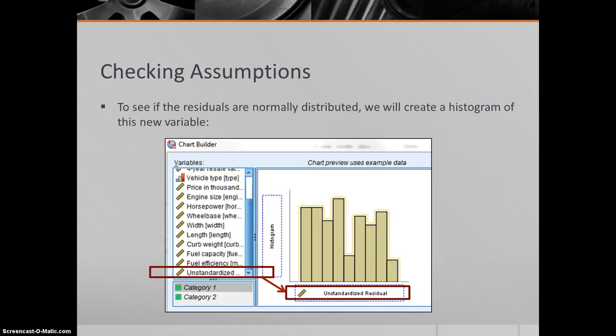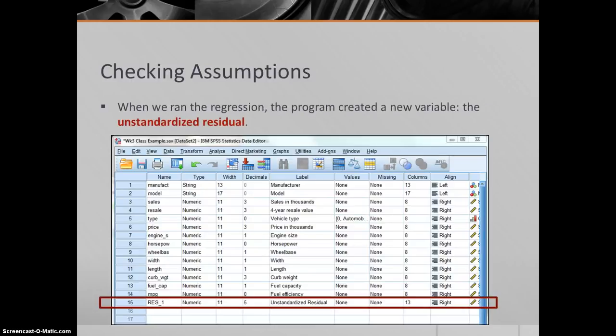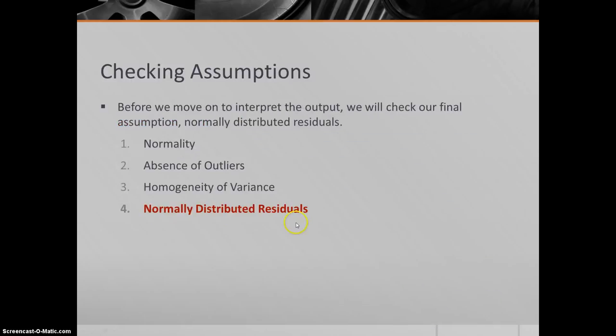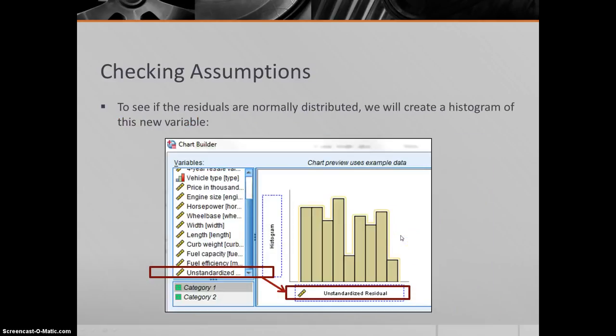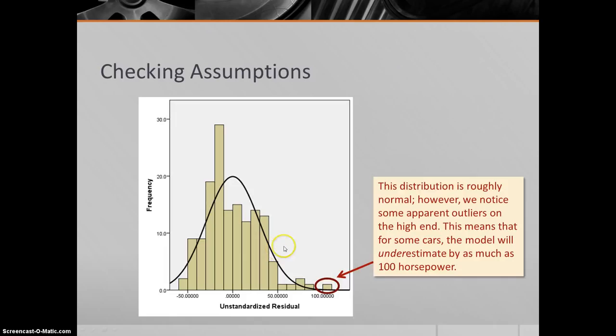And we're going to check to see if they're normally distributed. So the assumption is normally distributed residuals. Just like we checked to see if the other variables were normal, we want the residuals to be normal. So we're going to create a histogram. It's the chart builder we always use. The very last variable is unstandardized residuals, which we bring down here on the x-axis. There's no y variable. And then it creates our histogram. So again, we're looking to see that they're roughly normally distributed.